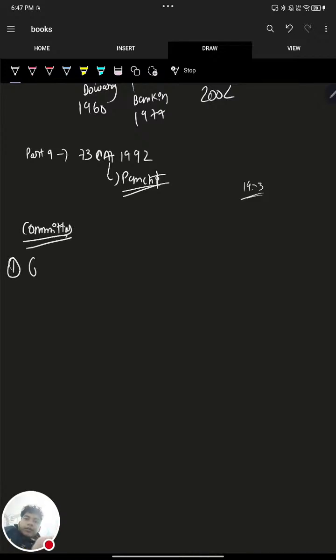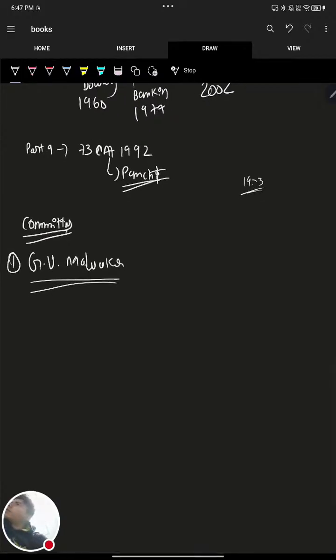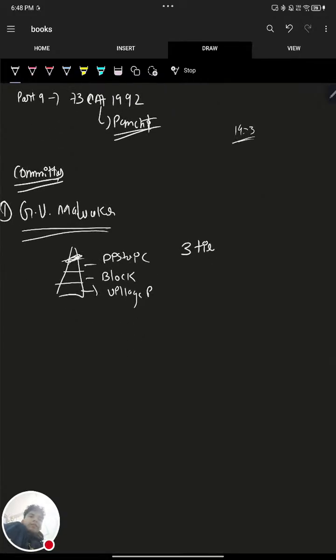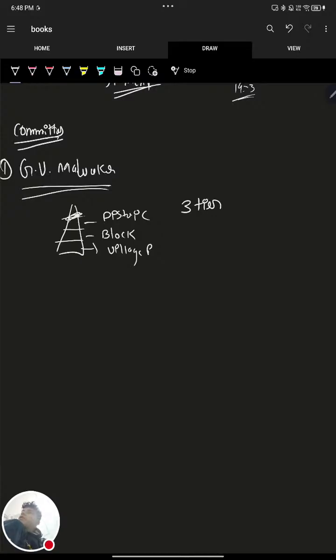First is the GV Malvekar committee. The committee talked about a three-tier system. Sorry, I wrote four here. So three-tier. First, there would be the village panchayat, then there will be the block, then there will be the district. So village, block, and district, as per the Malvekar committee, three-tier. And this was introduced in 1957.